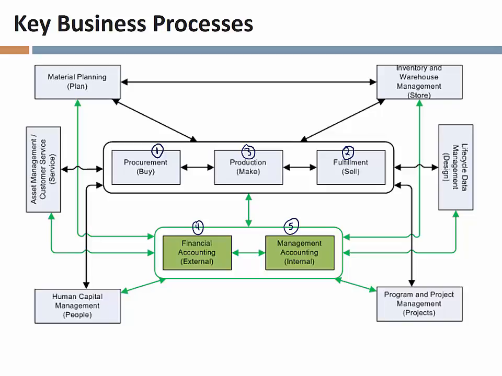Can someone describe to me in just a generic way, without naming documents or anything else, just give me a description of what is the relationship between the procurement process and the production process? How do they relate to one another? Yes, sir.